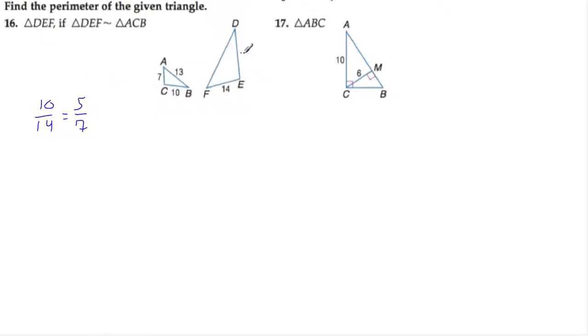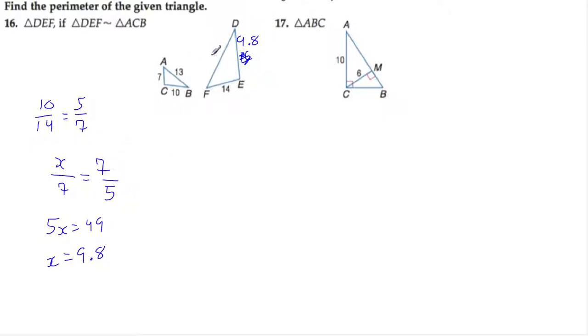So if I say, let's find DE first, DE corresponds to AC. So that means that x to 7 is equal to 14 to 10, or this 7 to 5. So I get that 5x is equal to 49. So x is going to be 9.8. So this distance here, 9.8.